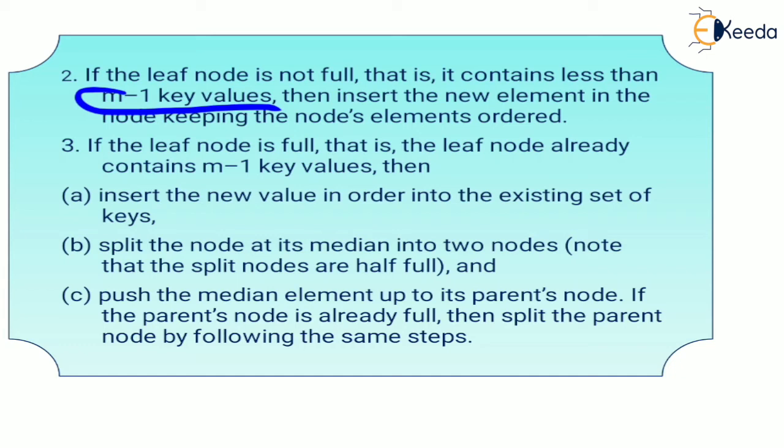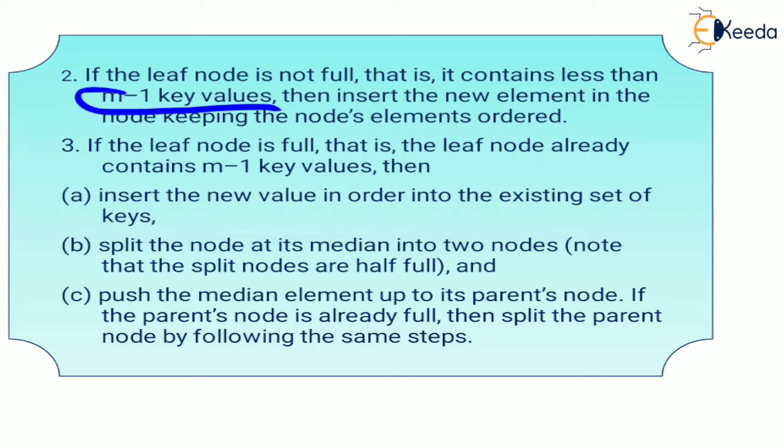If the leaf node is full, that is, the leaf node already contains m minus 1 key values, then insert the new value in order into the existing set of keys. Split the node at its median into two nodes. Note that the split nodes are half full, and push the median element up into its parent node. If the parent node is already full, then split the parent node by following the same step.